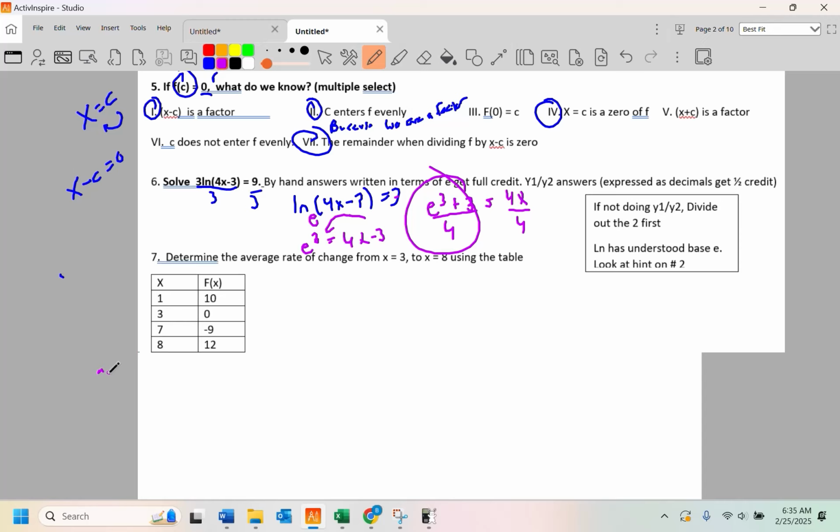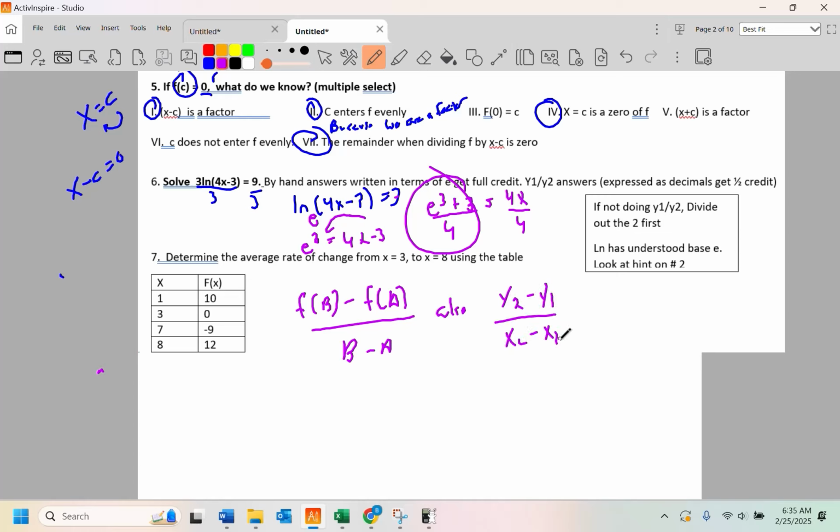7, we have average rate of change using a table. Now, some of you numbnuts is what I want to say. Nimwits, that's the word I was looking for. Some of you nimwits really struggle with average rate of change. There is a formula for it. Average rate of change is f of b minus f of a over b minus a, which is also the same as y2 minus y1 over x2 minus x1.